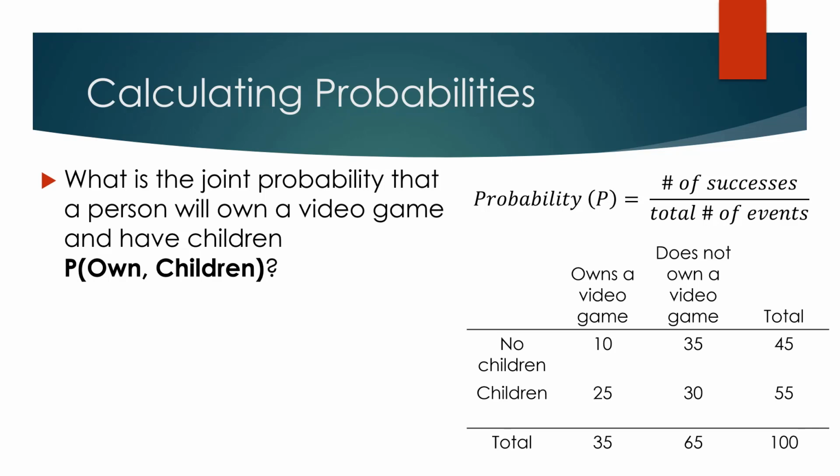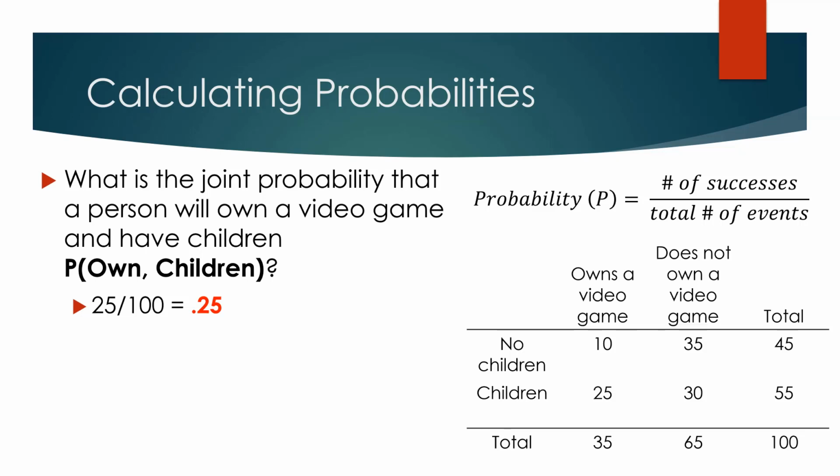Okay, now that you paused the video and you had a chance to work on it, let's see what you got. A simple thing that some of you may have done is take how many people meet both of those conditions. How many people own a video game and have kids? Well, we see from the table, 25 people have those conditions out of how many? Out of 100, right? So I take 25 out of 100 and I get 0.25. I have a fourth chance of picking somebody who owns a video game and has kids.